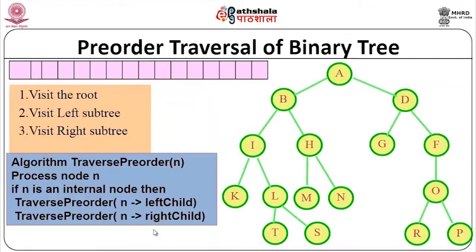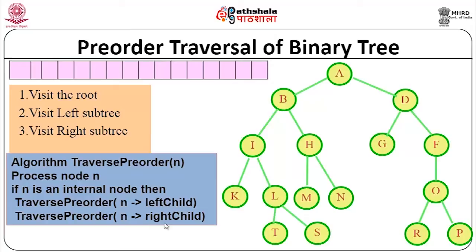So, we will take each node. I have got a small simulation of this. So, preorder: visit the node, visit the root, visit the left subtree, visit the right subtree. The algorithm is again a recursive definition: process node n, whatever the node is, traverse preorder the left child, traverse preorder the right child.